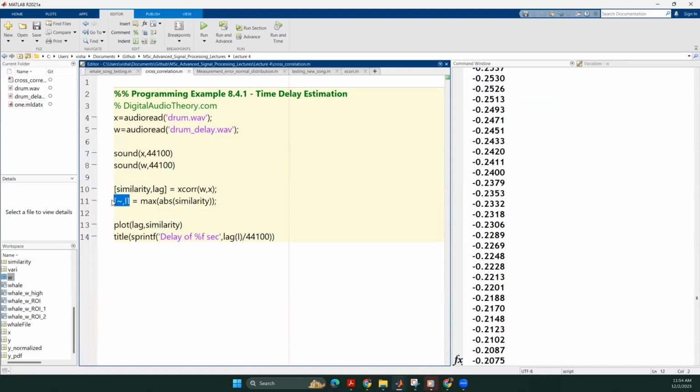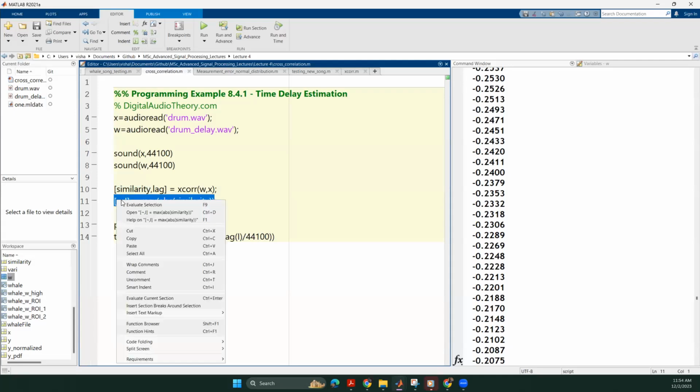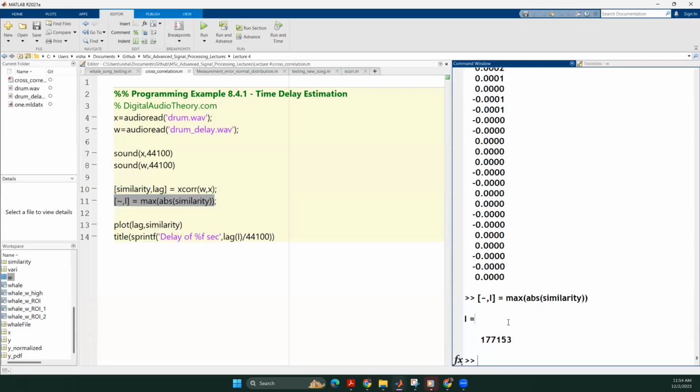And the output I want, and output I obtain, is the index, right? In this command, I try to find the index at which that maximum similarity occurs. So that value I can take from this command. When I run this, I can see that the maximum occurs at the index of 177,153. So this is the index at which the maximum occurs.